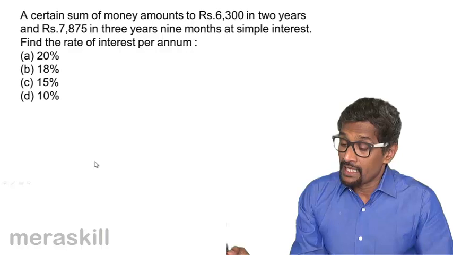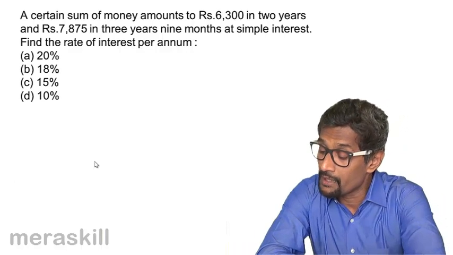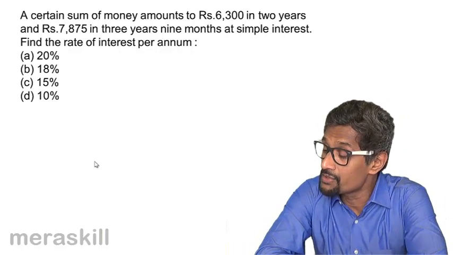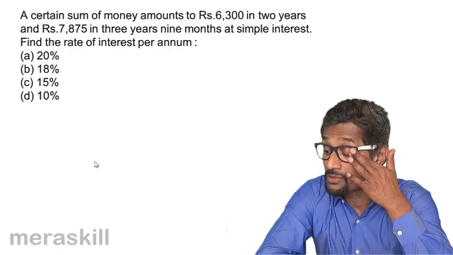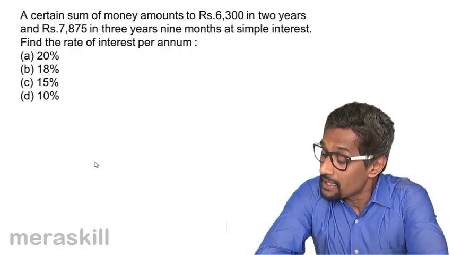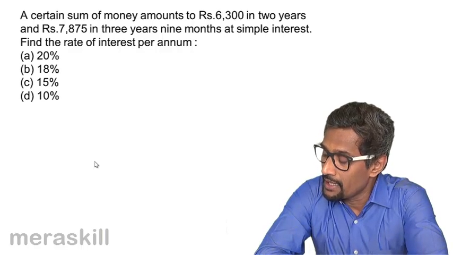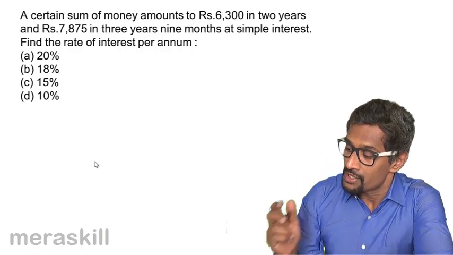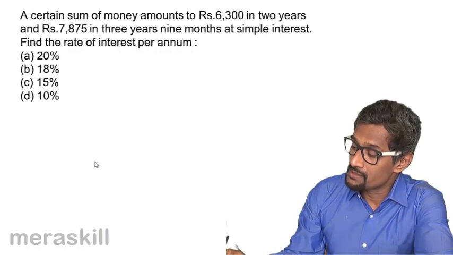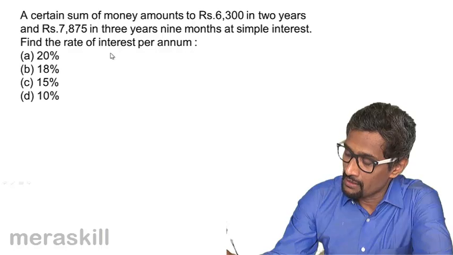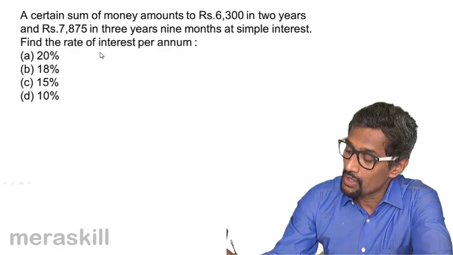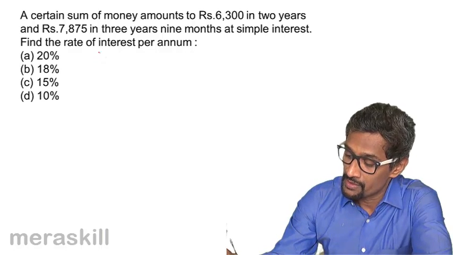Okay. Then you have something coming up here. A certain sum of money amounts to rupees 6,300 in 2 years and rupees 7,875 in 3 years, 9 months at simple interest. So find the rate of interest per annum.